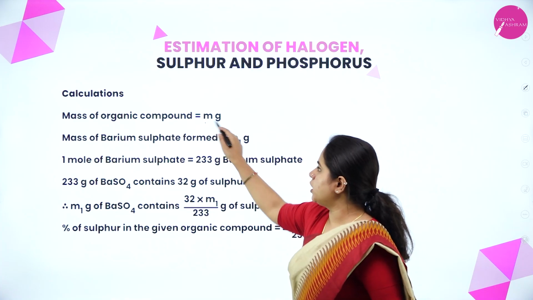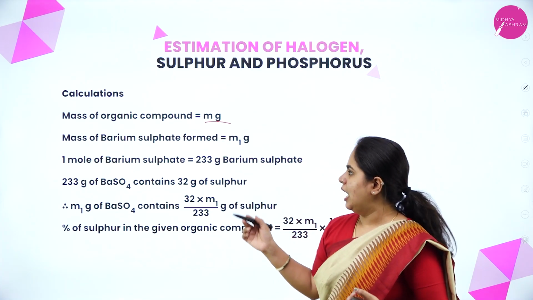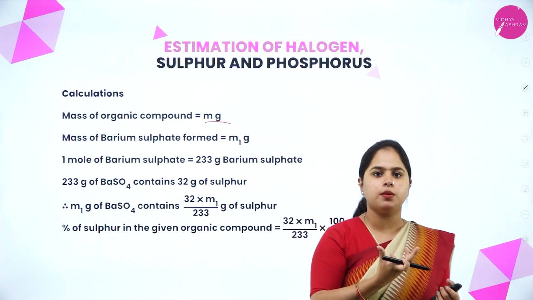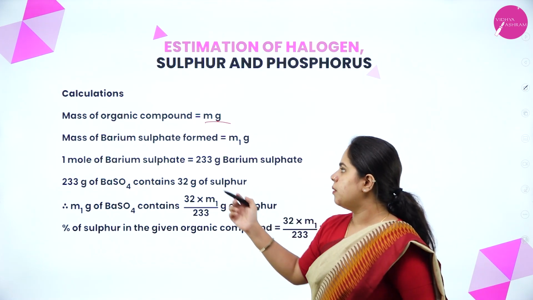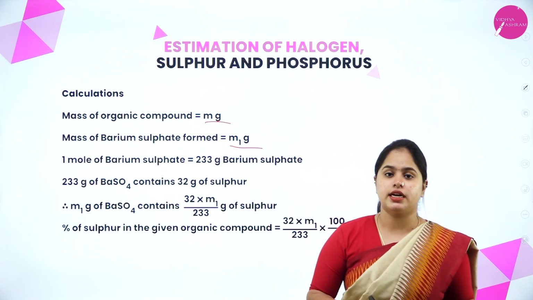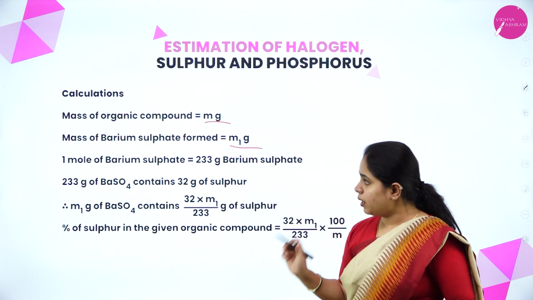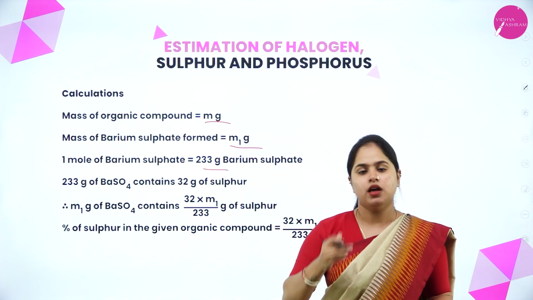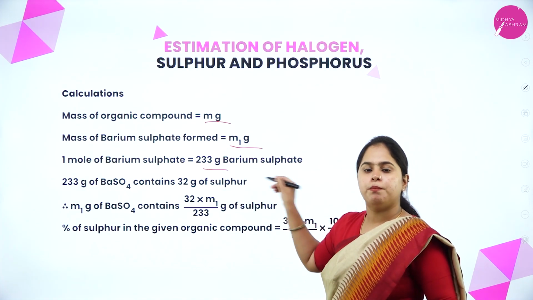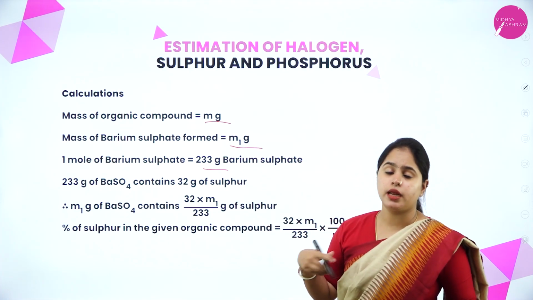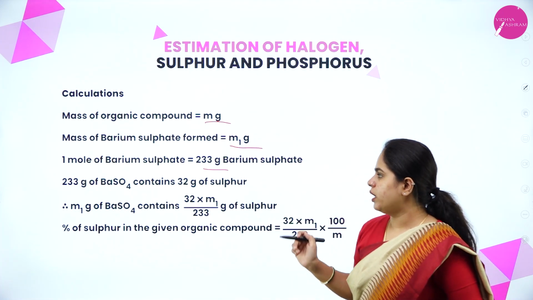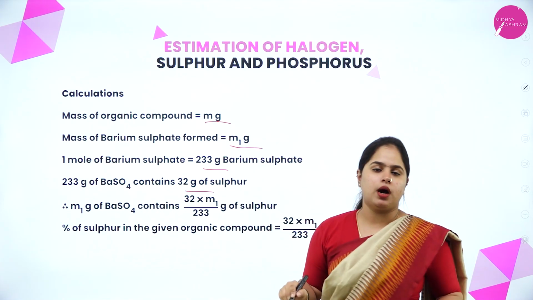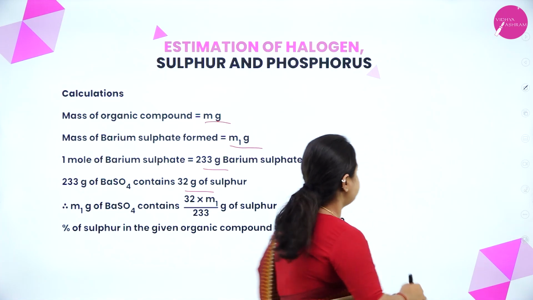The mass of organic compound is taken as M again, and the mass of barium sulfate formed is considered as M1 gram. From barium sulfate we will be calculating the percentage of sulfur. One mole of barium sulfate, that is the molar mass of barium sulfate, is 233 gram, and 233 gram of barium sulfate contains 32 gram of sulfur.